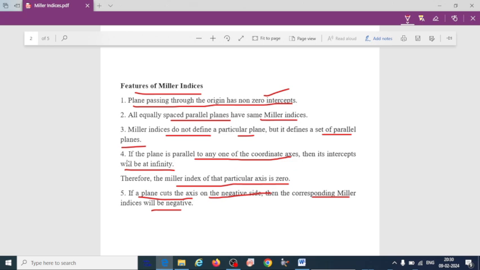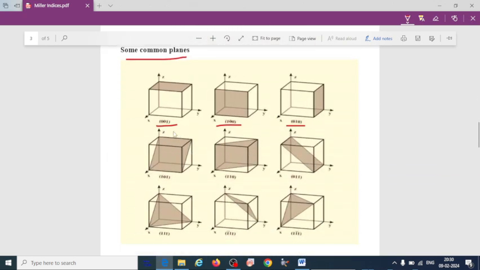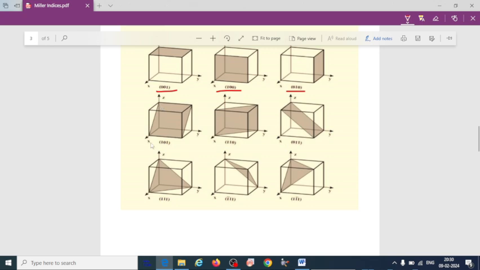As we know, for the fourth one, if the plane is parallel to any one of the coordinate axes, then its intercept will be at infinity. So that's why we can write like this. Take the reciprocal of the intercepts, and if we take the LCM, we can write the plane. So in this case, the Miller indices are given by 1 0 1.